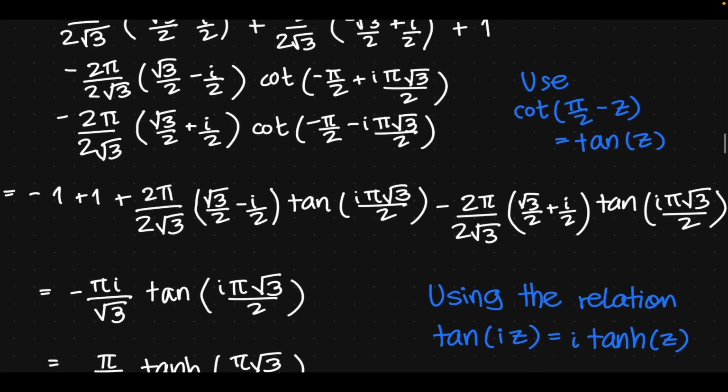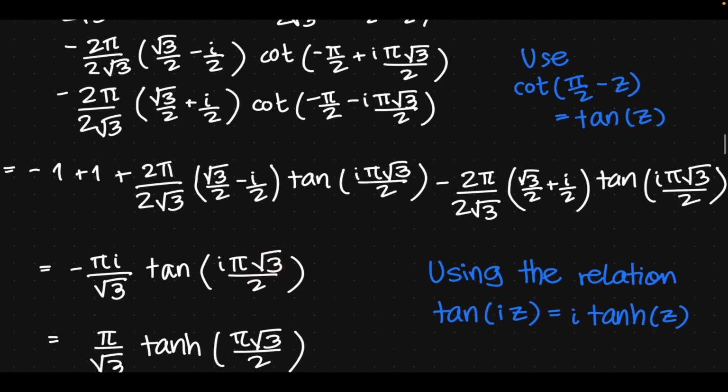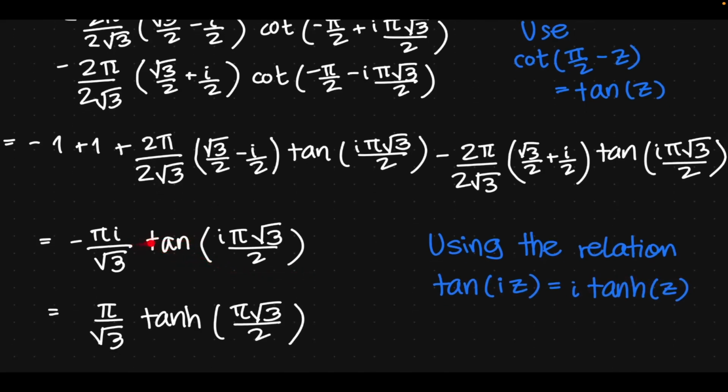And then notice that the real parts here in this factor will go away and the ones will cancel. So we have minus pi I over square root 3, tangent of I pi square root 3 over 2. Then we can use just the relation between the circular trigonometric tangent and the hyperbolic tangent. So we have tan of iz is I times tanh of z. So we can just write this as I times tanh. So I and minus I will become a 1. So we have pi over square root 3 tanh of pi square root 3 over 2. And that's it. There's nothing else to be done.